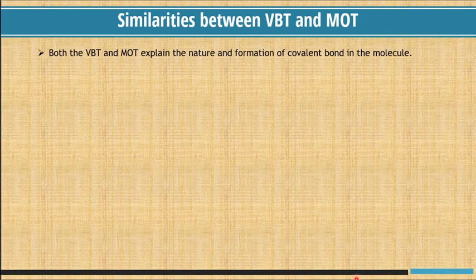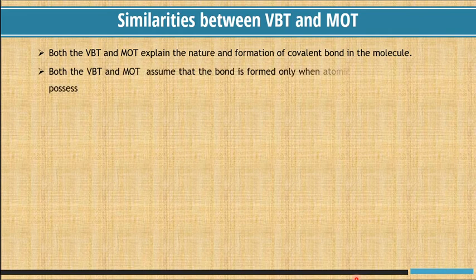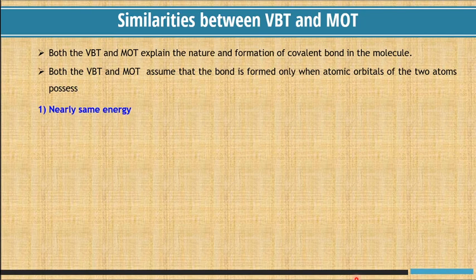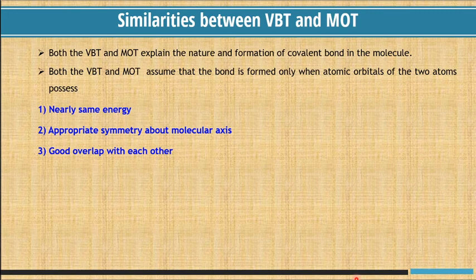The similarities between valence bond theory and molecular orbital theory. Both valence bond theory and molecular orbital theory explain the nature and formation of covalent bonds in molecules. Both assume that a bond is formed only when atomic orbitals of the two atoms possess nearly the same energy, appropriate symmetry about the molecular axis, and good overlap with each other.